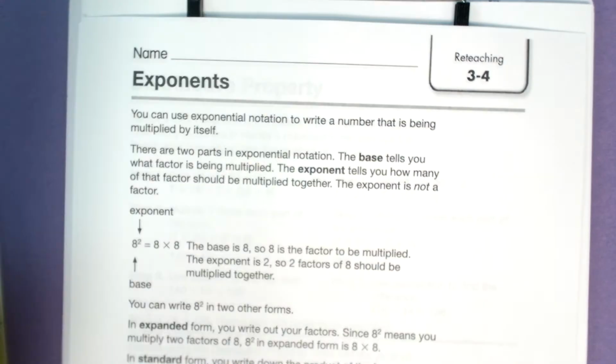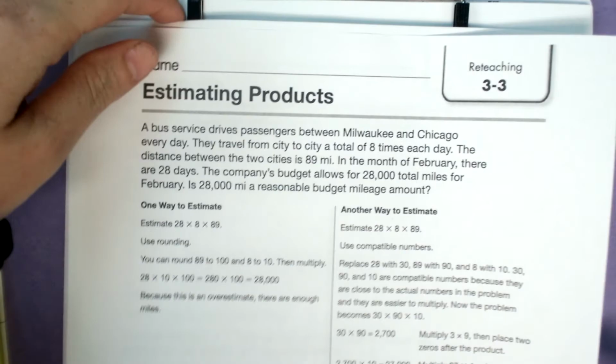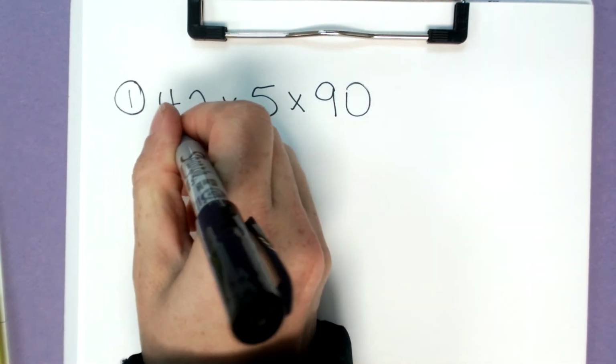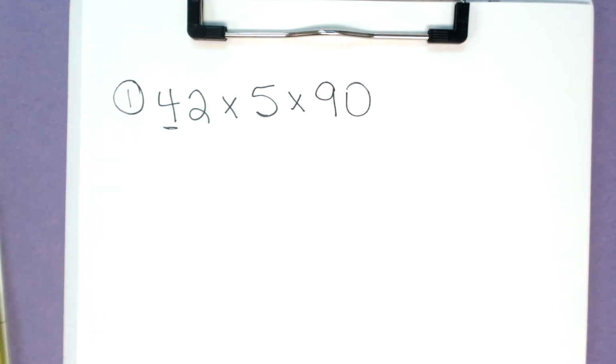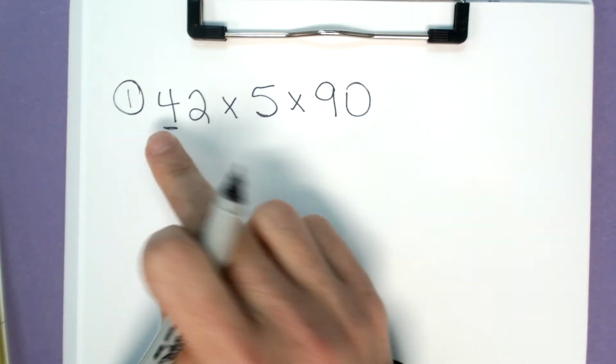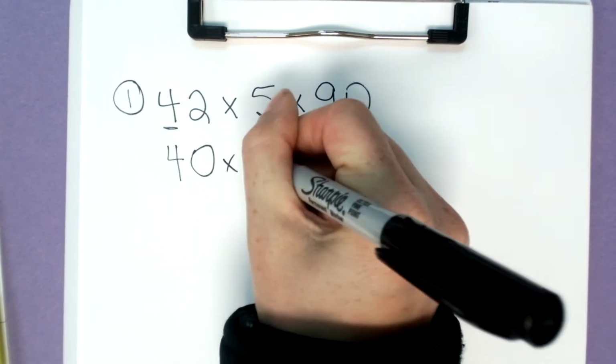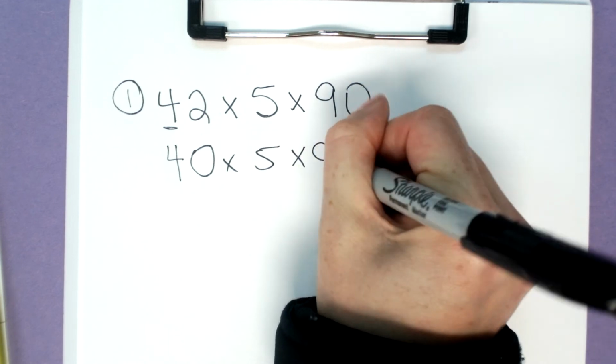So the first question we have is 42 times 5 times 90. Now I'm going to round, and you're always going to round the largest number. So we're going to round that 4. So the 2 is going to tell the 4 to stay the same. Make the rest zeros. So that's our new problem.